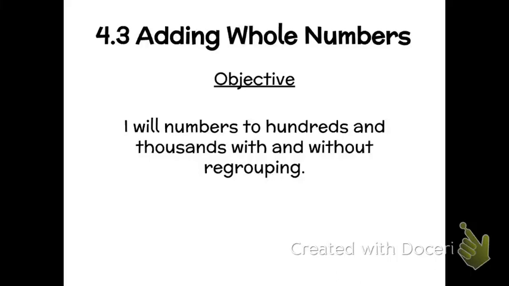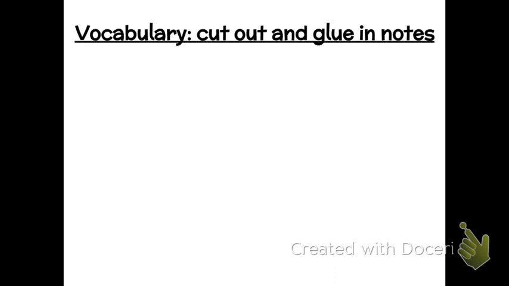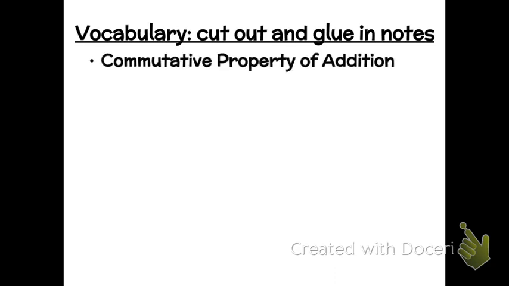Today's lesson is topic 4.3, adding whole numbers. The objective for today is I will be able to add numbers to hundreds and thousands with and without regrouping. Be sure to include the title in your notes. You should have a copy of commutative property of addition, associative property of addition, and identity property of addition to add in your notes. Make sure you have that glued in your notes now.